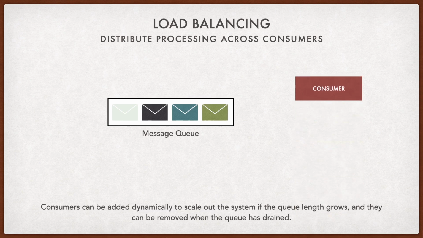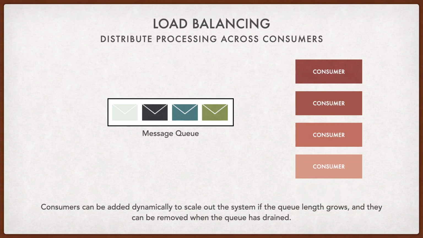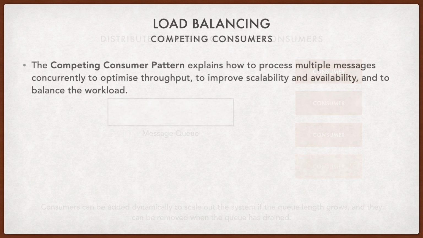Consumers can be added dynamically to scale out the system if the queue length grows, and they can be removed when the queue has drained. Consumers can run on different servers to spread the load. The competing consumers pattern explains how to process multiple messages concurrently to optimize throughput, to improve scalability and availability, and to balance the workload.